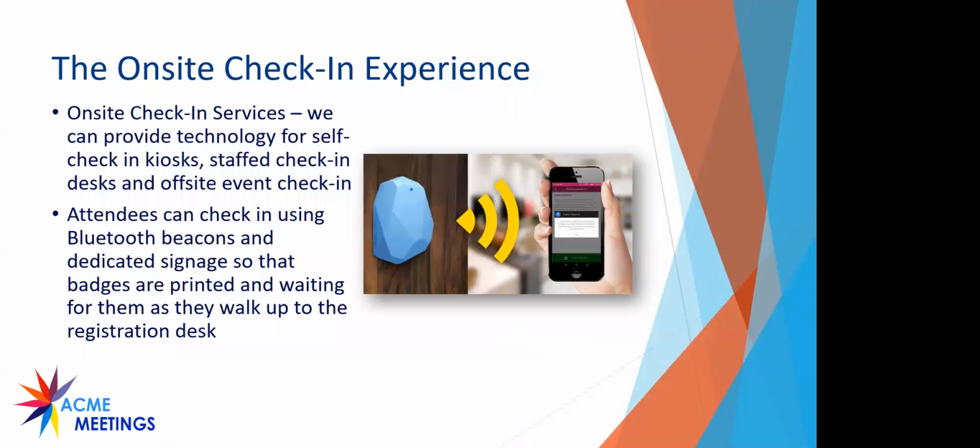They can walk up to a sign and scan a QR code or be scanned by a Bluetooth beacon, hit yes on their attendee app on their phone, and boom, 5 minutes later, they walk up to the registration desk and their badges are printed and they're checked in. They didn't even have to do anything. It's just there and ready for them.